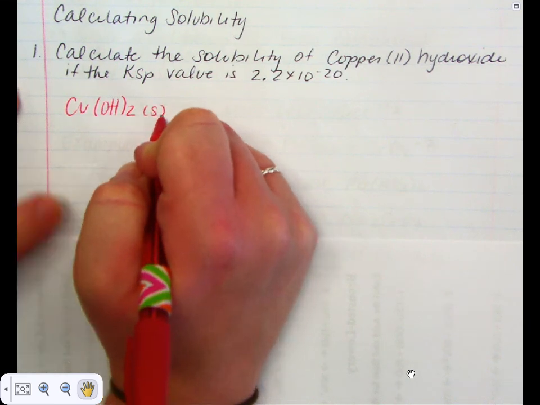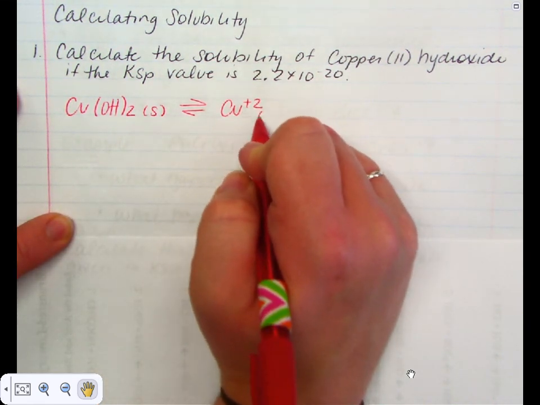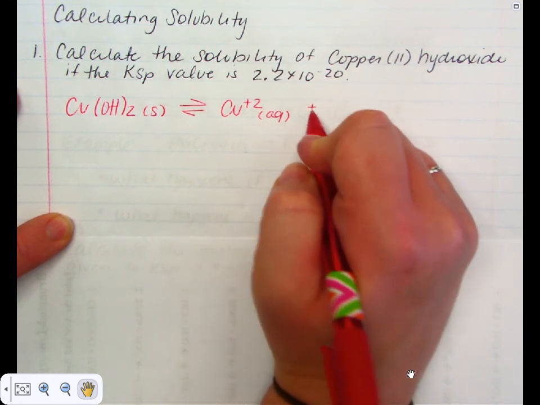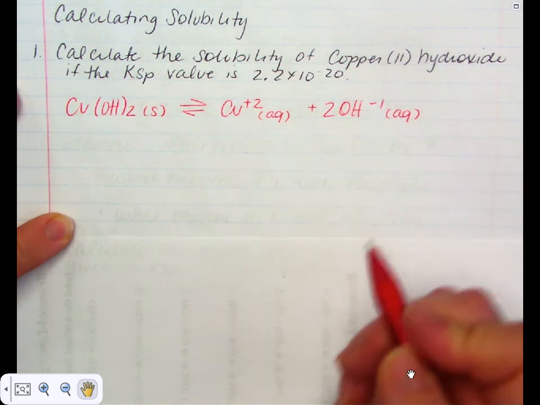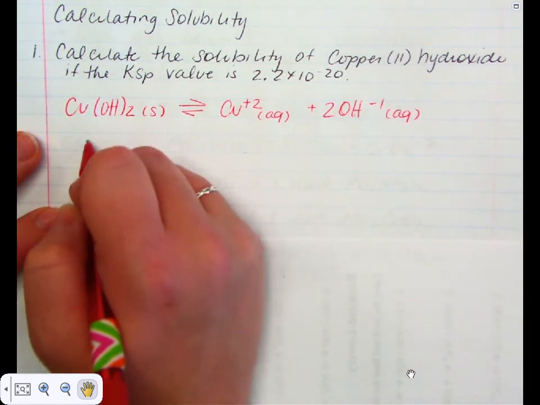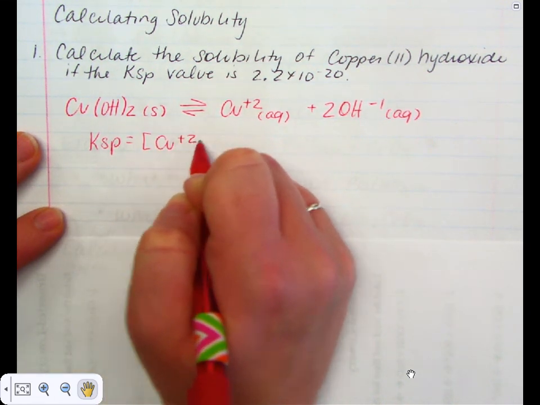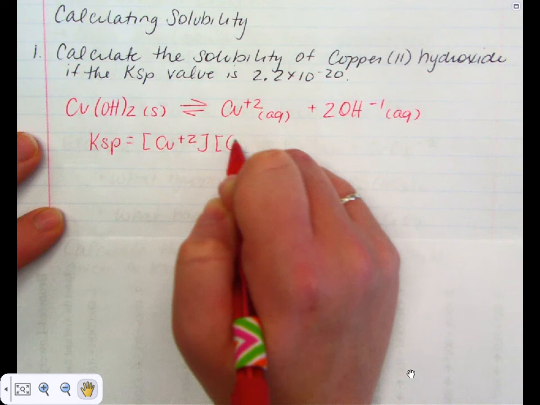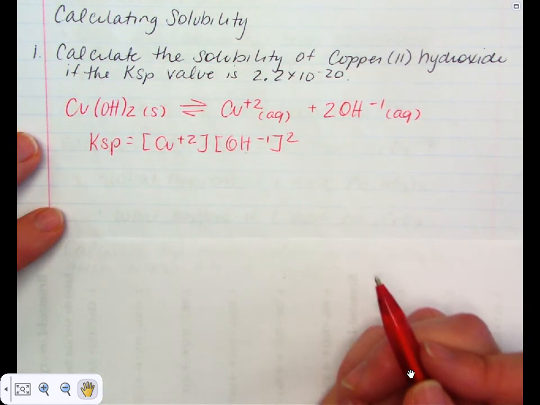Cu(OH)2 solid dissolves to give Cu2+ aqueous plus 2 OH- aqueous. All right. And then what? Oh, that's right, Ksp. So Ksp equals [Cu2+][OH-] squared.